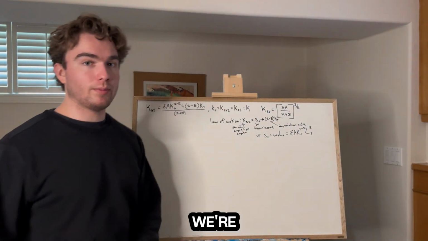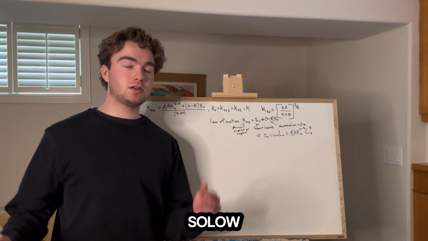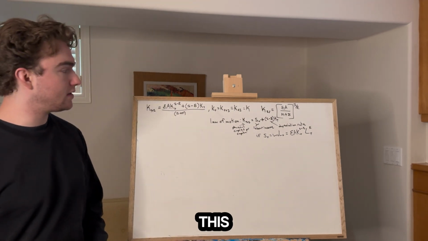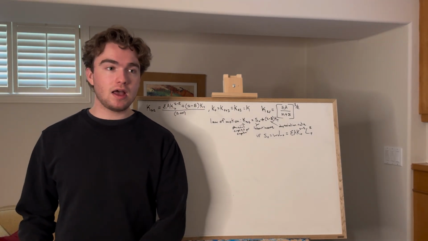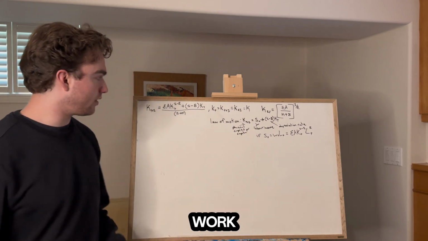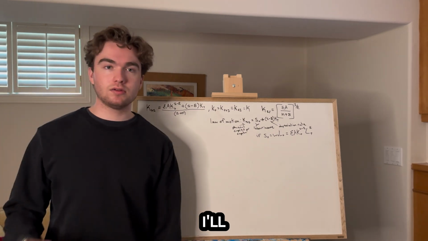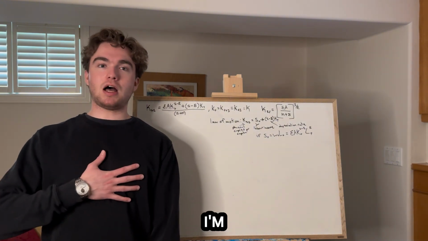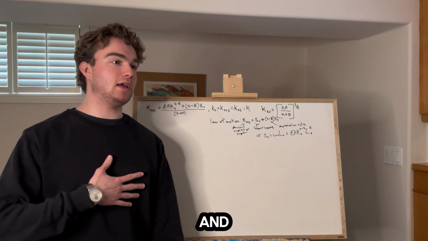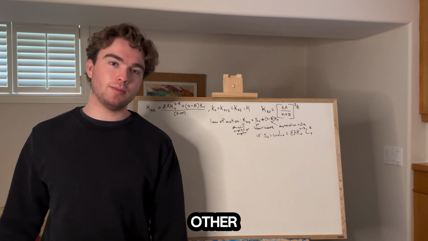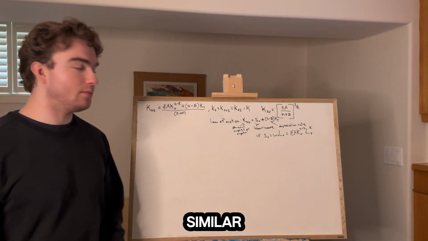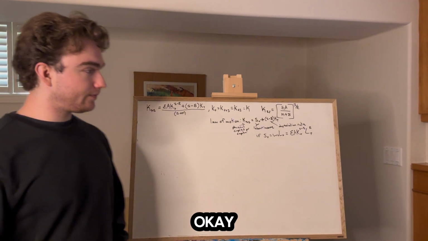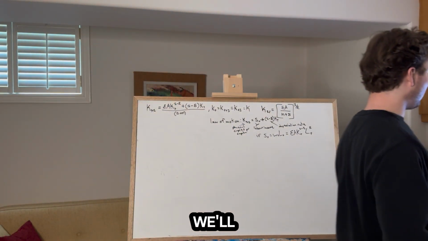Okay, so we're back with another Solow-Swan model question. This is macroeconomics, and we're going to work through this story, and I'll show how the algebra works because I'm not very good at algebra, and maybe some other people are in a similar boat. So I like working through it. Okay, so I'll read the story and then we'll get going.